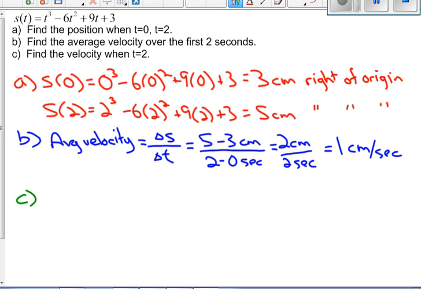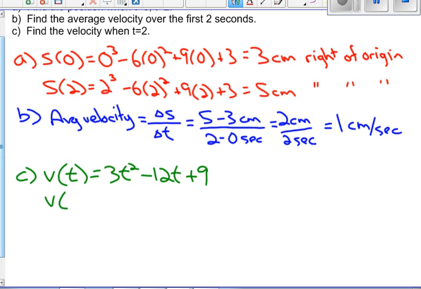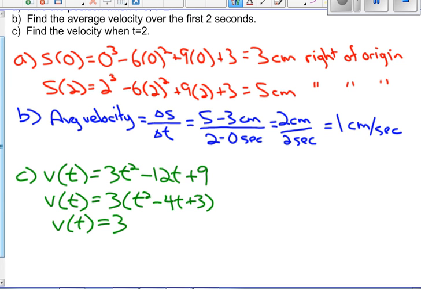If we want the velocity function, well, we just differentiate. It's the first derivative of position. So we'll get 3t squared minus 12t plus 9. If you like, we can factor that. So that would give us 3 times t squared minus 4t plus 3. And we could even factor it further. Now, you don't have to, but it will be useful for some of the later stuff that we'll do.